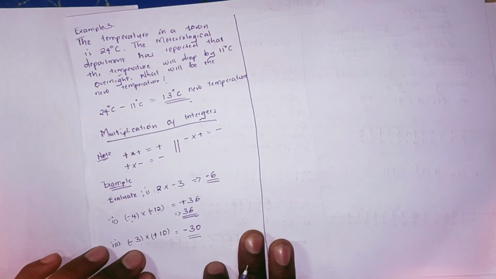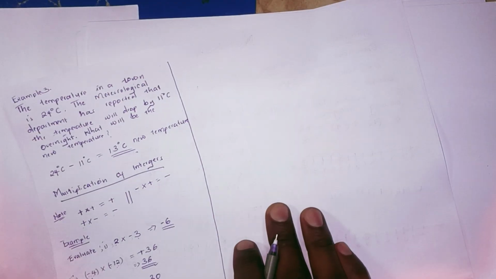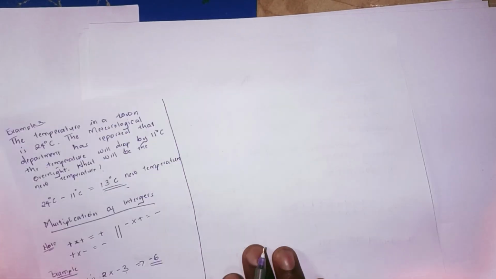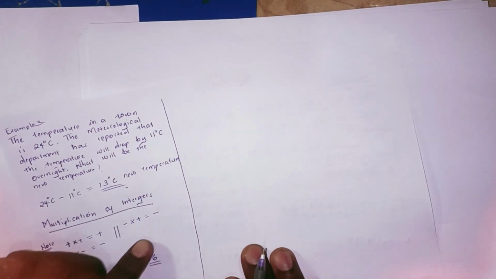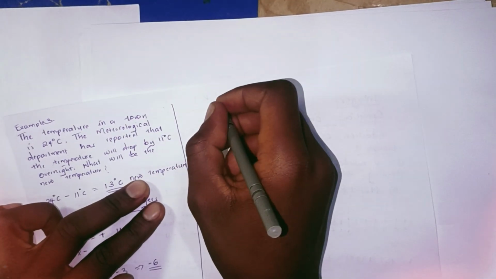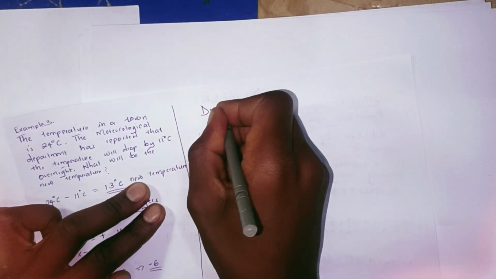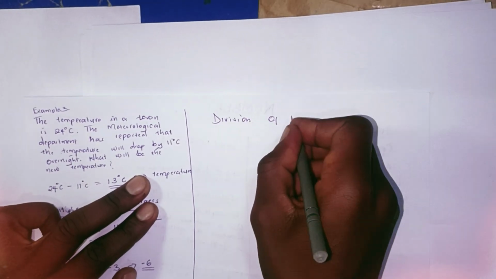Very simple as such. Then let me go to what you call division. I've just finished with multiplication. Then let me go to what we call division of integers.